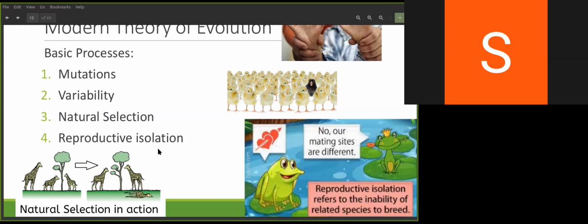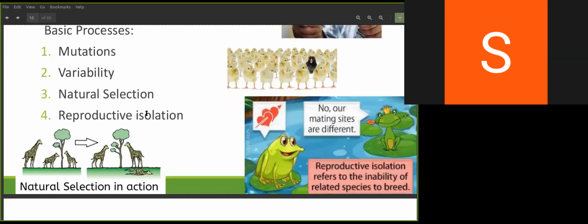We got a lot of competition over one specific food source. Because of the variability, the species is going to be able to differentiate into a different shape of face or whatever they have, in order to actually eat from some other food source. So that's also natural selection, together with reproductive isolation. That's the main idea when we're talking about the modern theory of evolution.